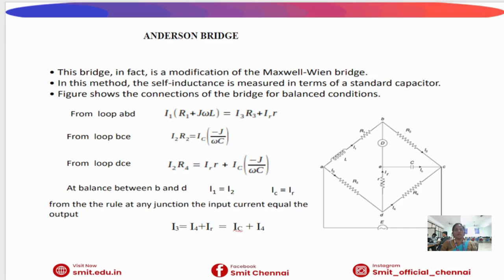The important feature of the Anderson bridge is the extra branch containing the capacitor, which improves measurement accuracy. Using Kirchhoff's voltage law, loop equations are written for different loops of the circuit. At balanced condition, no current flows through the detector. Therefore, currents in the corresponding arms become equal. So I1 equal to I2 and IC equal to IR. Also, according to current law at the junction, the incoming current equals the outgoing current. These relationships allow us to derive the balance equation of the bridge.